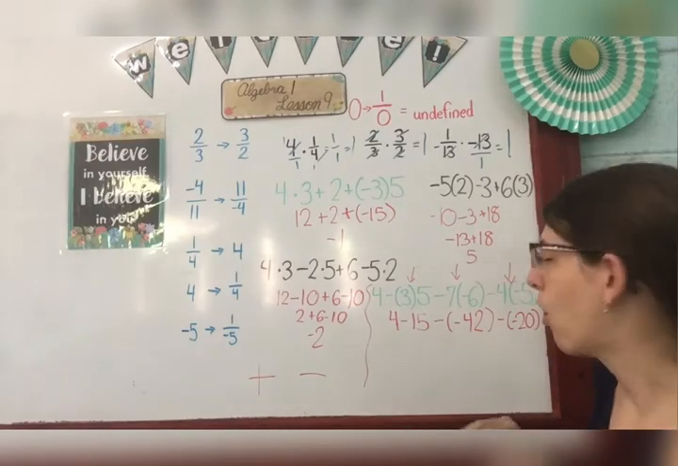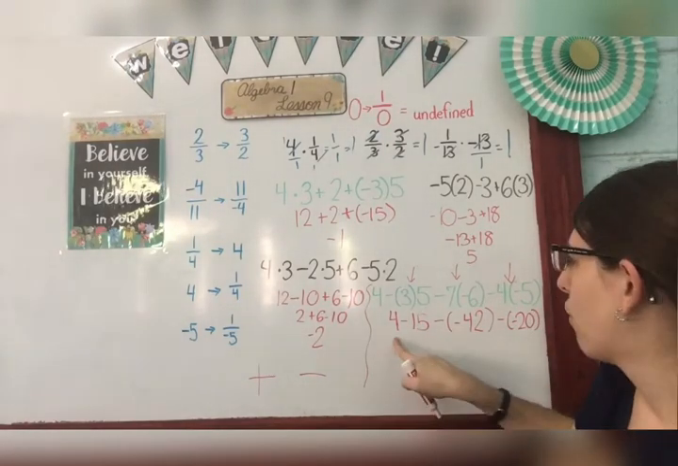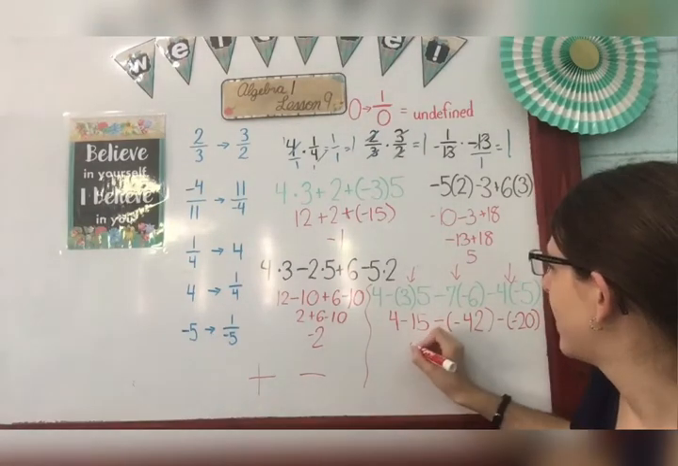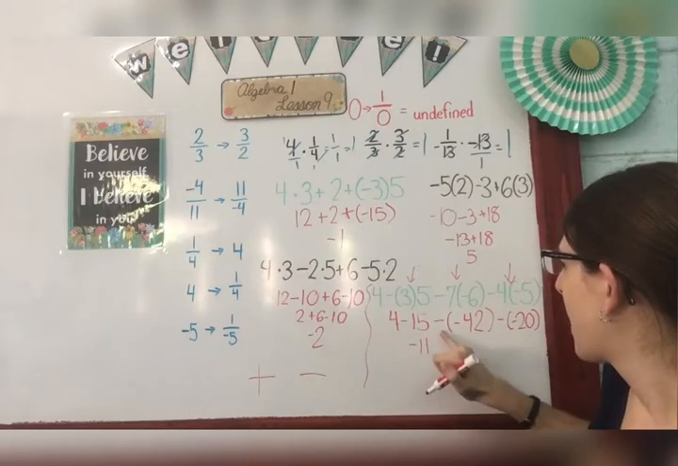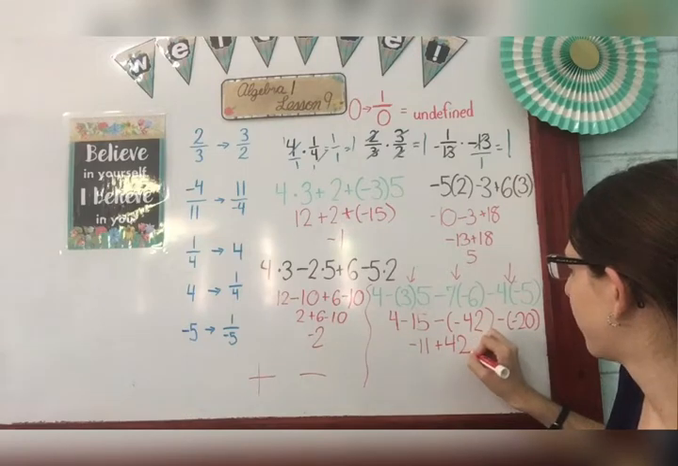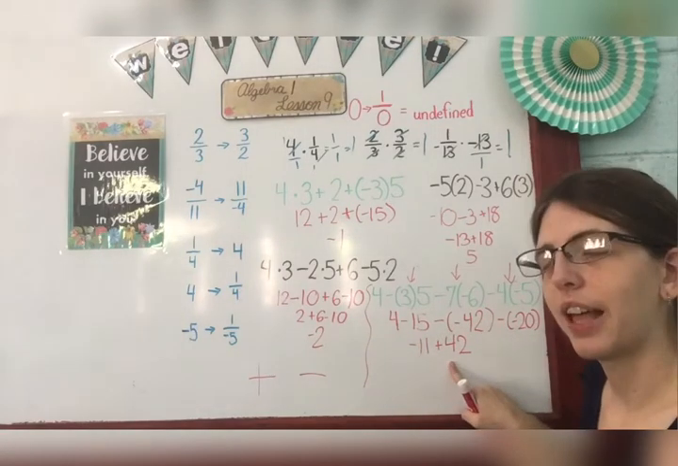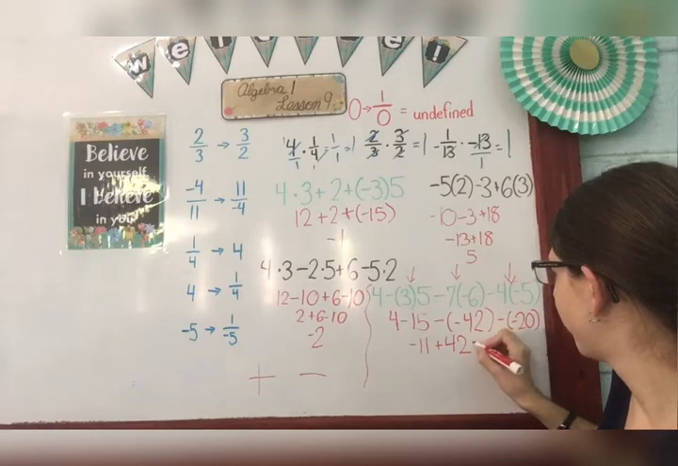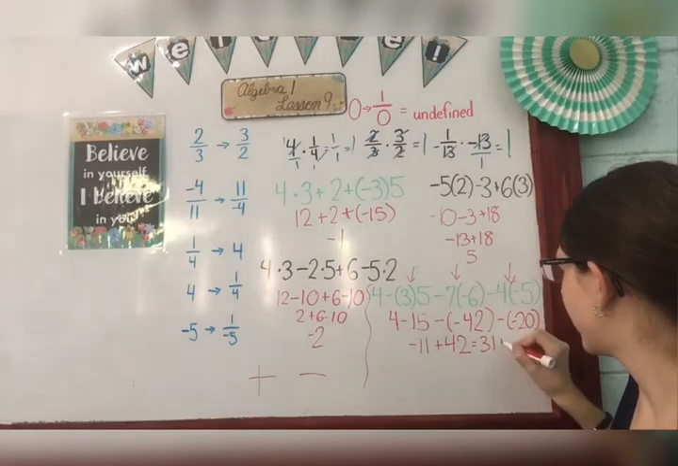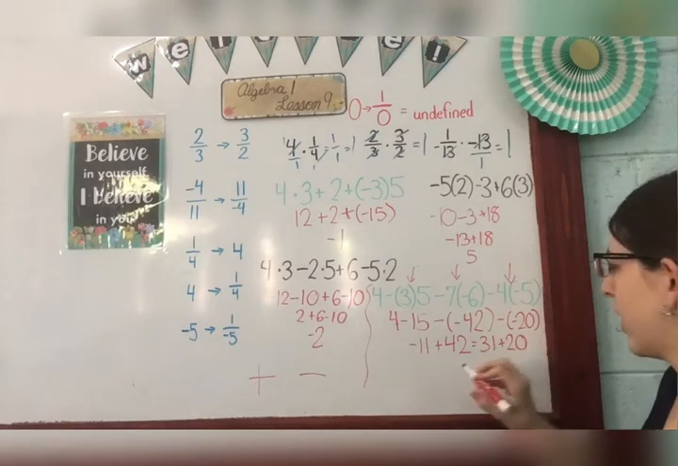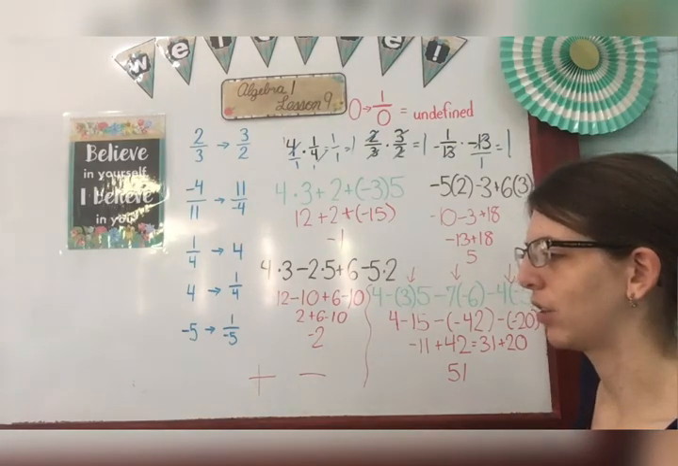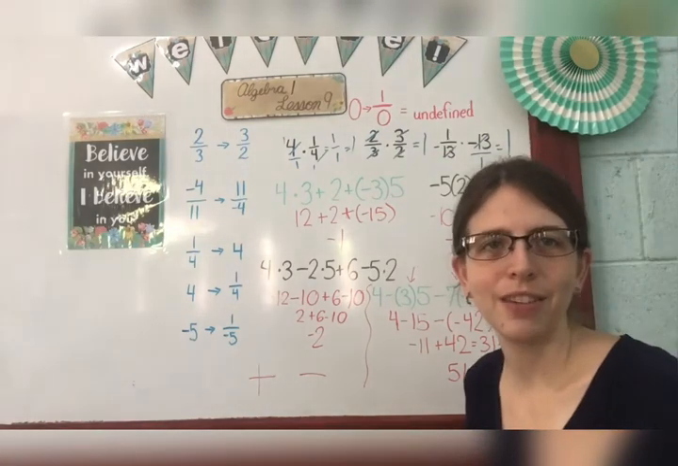Now I can do all of my adding and subtracting from left to right. 4 minus 15 I know is what? Negative 11. Minus a negative 42. That's the same as adding 42. So negative 11 plus 42 is 31. Minus a negative 20, that's the same as adding 20. So that gives me a total of 51 as my answer. Okay? Pause now and do your practice.